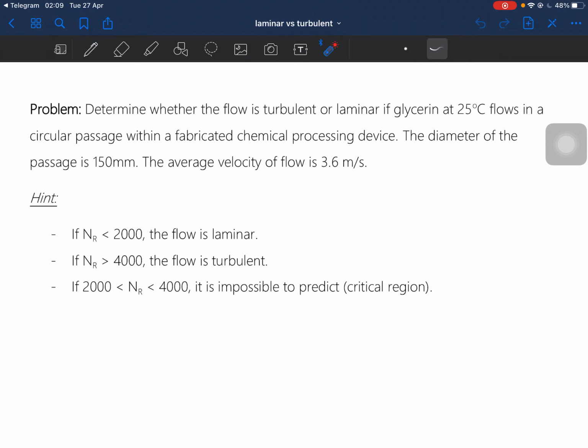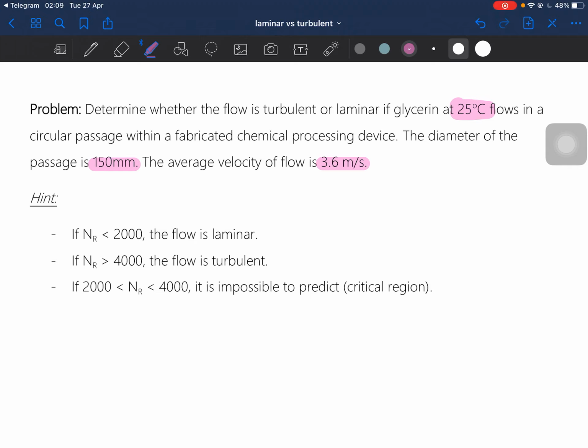Determine whether the flow is turbulent or laminar if the glycerine, which is the type of liquid, at 25 degrees Celsius, which is the temperature, flows in a circular passage with a fabricated chemical processing device. The only information that we need are the values and specification of the pipe and the fluid. The diameter of the passage is 150 millimeters, and the average velocity of flow is 3.6 meter per second.